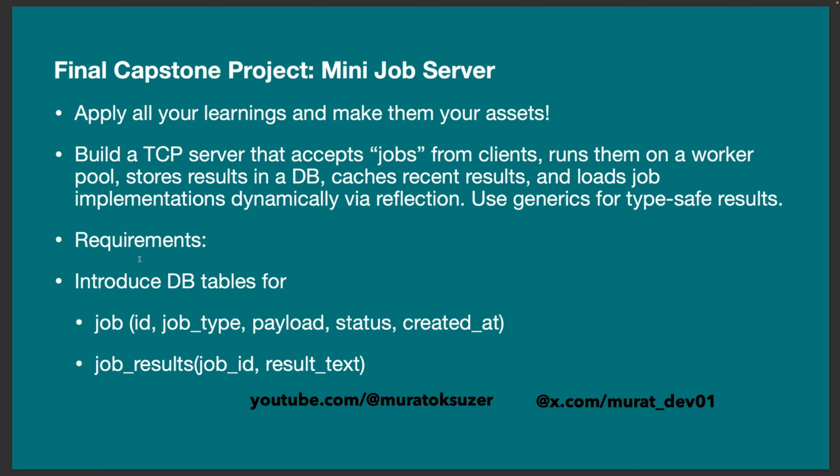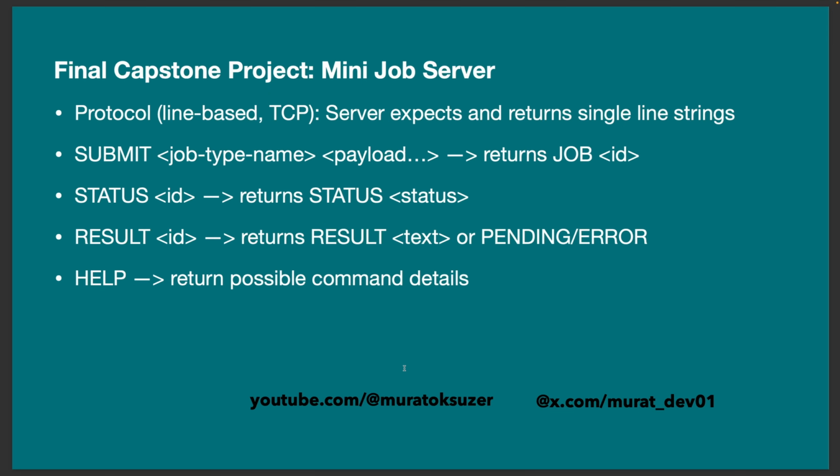Job table should have ID, job type, payload, status, and created at columns. Job results table should have job ID, result text columns. Protocol should be based on TCP connection and server should expect and return simple single-line strings. Server should support these four types of messages: submit to submit jobs, status to query status of job, result to retrieve result of the job, and a help message to return possible command details.